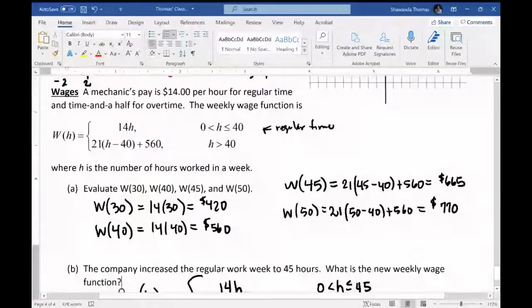I do want to cover one more homework problem before I let y'all go. All right, so let me find it on WebAssign.